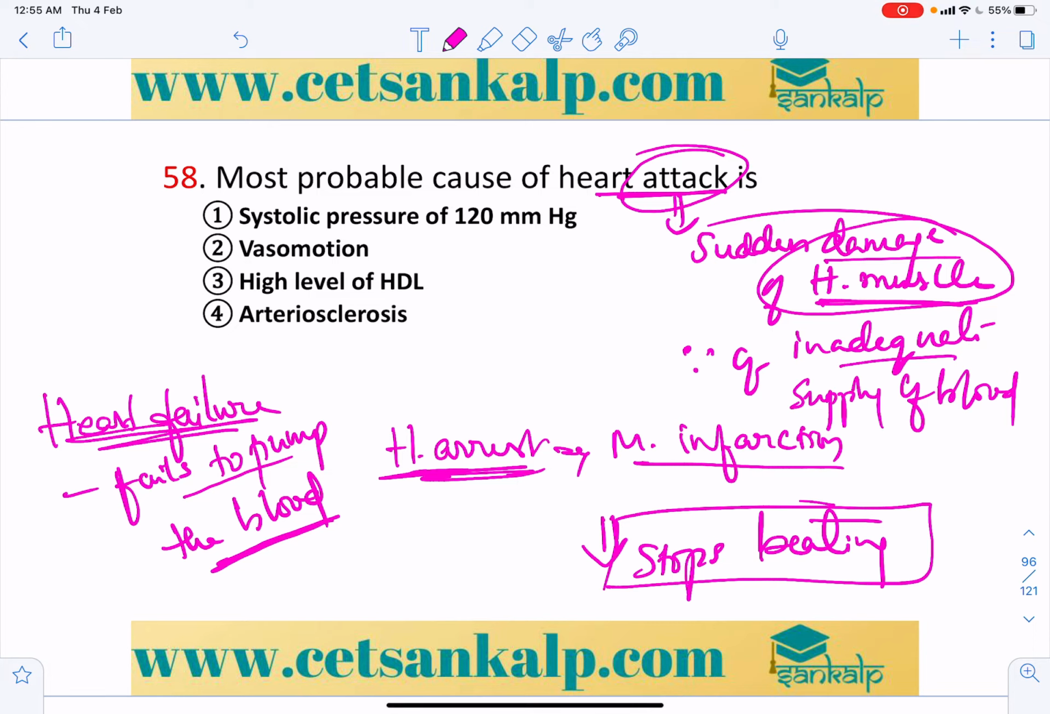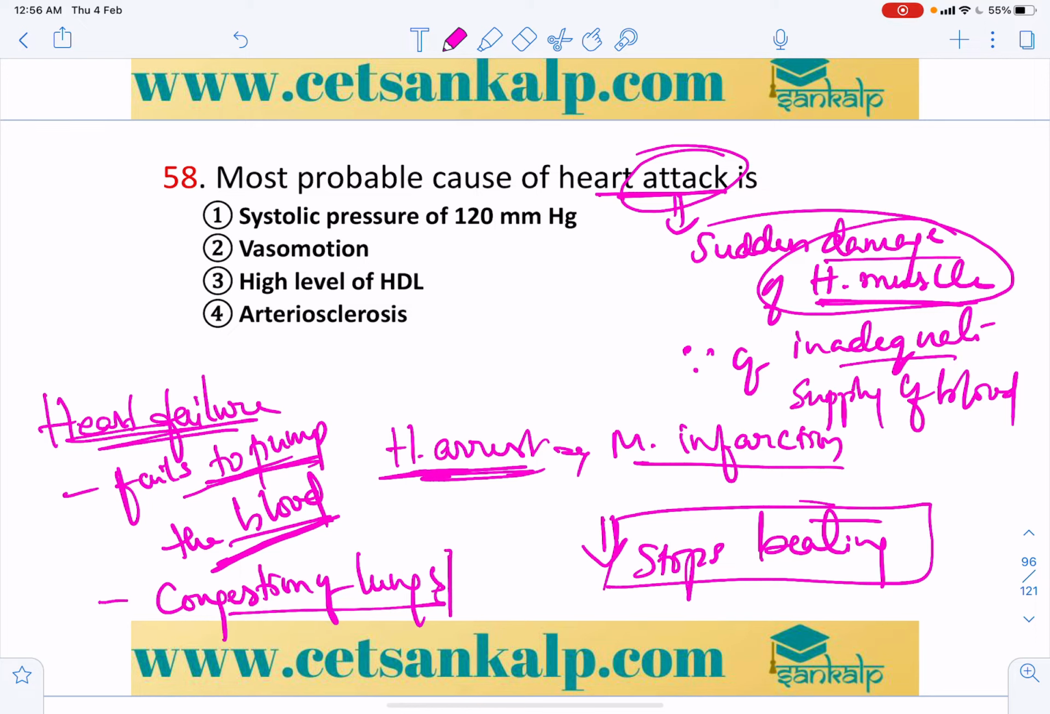The major symptom here is congestion of the lungs. If the heart fails to pump the blood, as we know the lungs are richly supplied with blood capillaries, then what happens? Generally there will be congestion. Congestion of the lungs is the main symptom of heart failure. We may get this question.